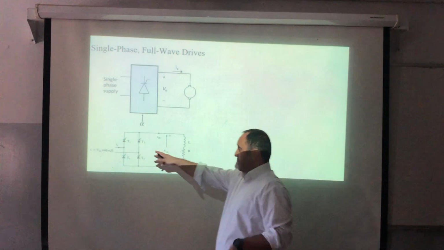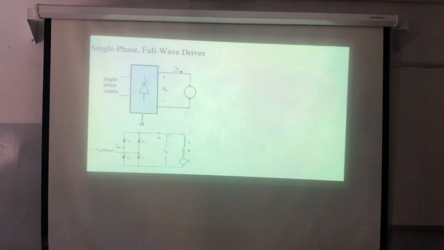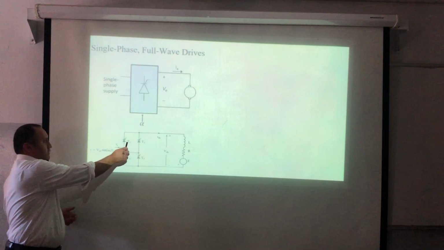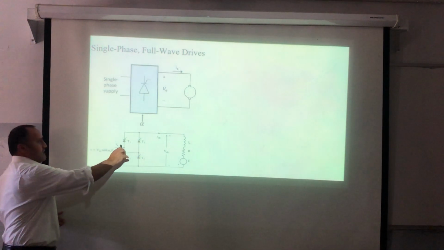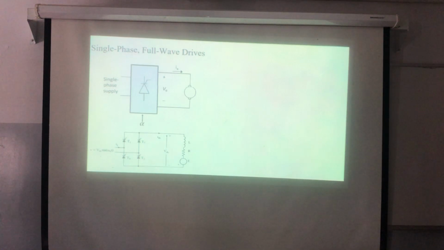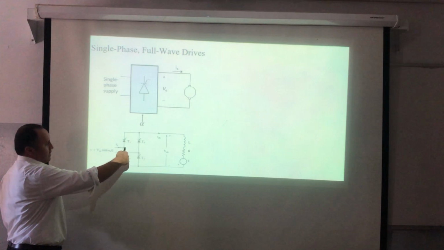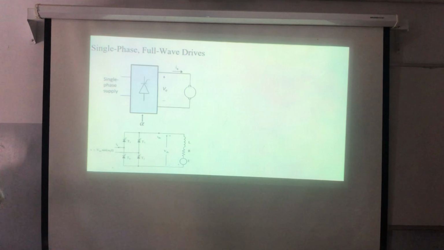So here I'm having switch number 1, switch number 2, 3 and 4. T1 and T2 are conducting together. So in this case, the current will be flowing in this direction. All the time the current will flow in the same direction. But if I switch on, let's say, T3 and T4, what will happen? The voltage will be reversed. So here, the current is positive, while the voltage can be reversed.